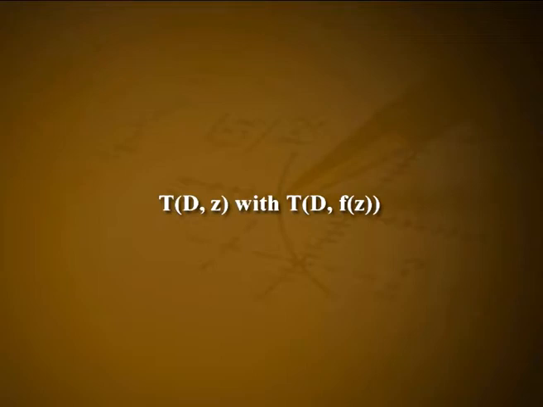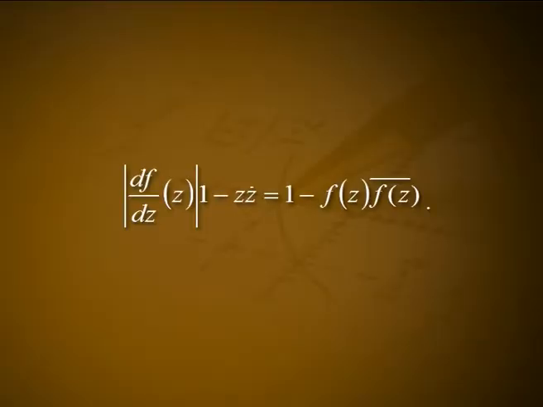For let f be an element of C. If we identify T of D at z with T of D at f of z by identifying both with R2 in the usual way, then since conformal maps preserve angles, df at z is equal to lambda of z times g of z, for some real number lambda of z greater than 0 and some rotation g of z, an element of S1. The magnification factor lambda of z is given by lambda of z equal to mod df by dz of z. But an elementary computation shows that mod df by dz of z times 1 minus z z bar is equal to 1 minus f of z f of z bar. Since vectors at z which are unit vectors in the Poincare metric have Euclidean length 1 minus z z bar, this implies that df at z is a rotation which maps unit vectors in the Poincare metric into unit vectors. That is, df at z is an isometry for each z. So, f from D to D is an isometry.